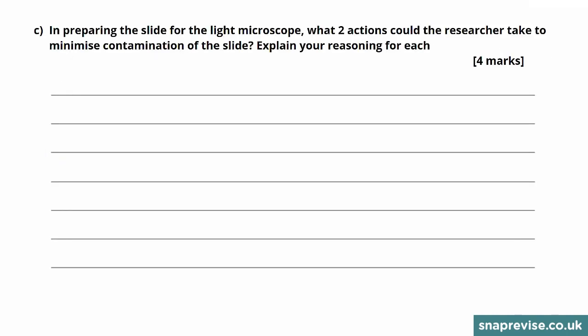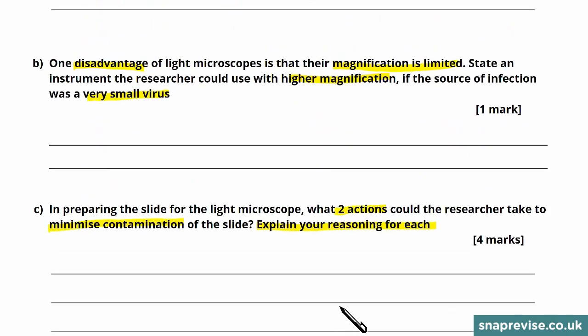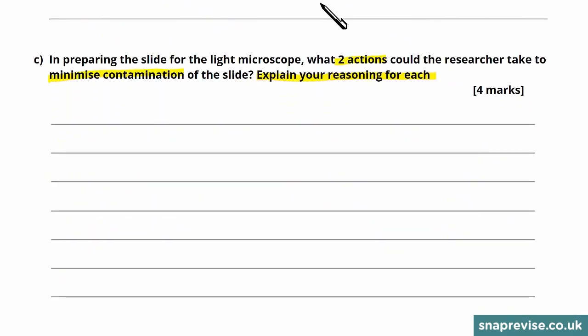Part C then says, in preparing the slide for the light microscope, what 2 actions could the researcher take to minimise contamination of the slide? Explain your reasoning for each. This follows on from part A, in that you're asked why you would prepare things in a certain way to reduce contamination. It says to explain your reasoning for each, so the reason this is 4 marks is you would have your 2 actions, and for each action the reasoning.